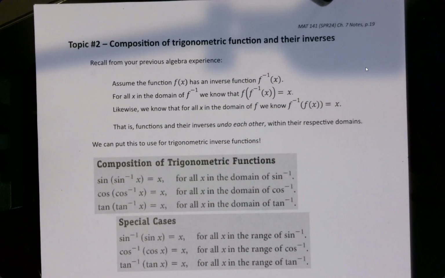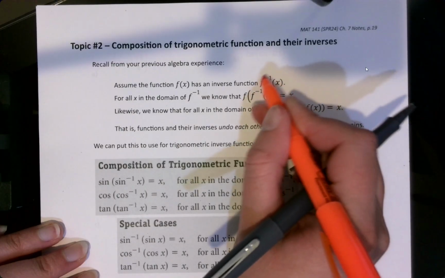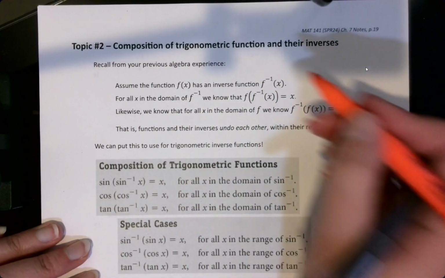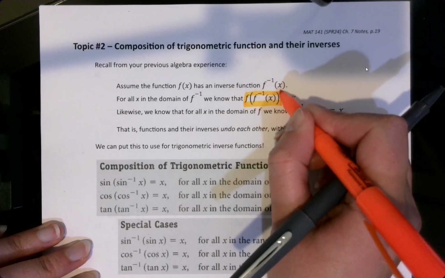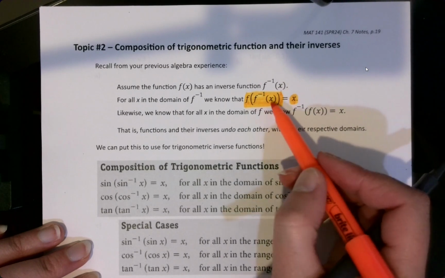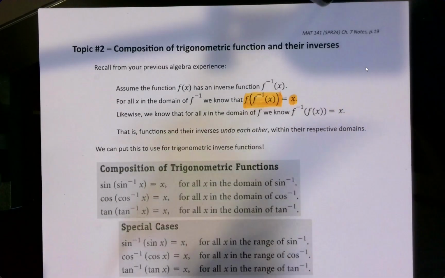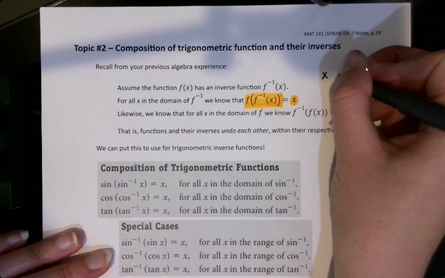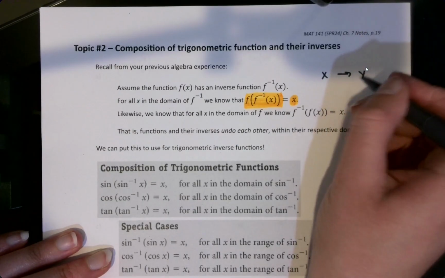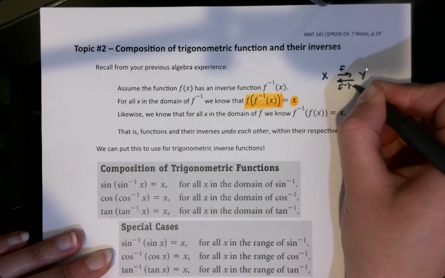In the next topic, we're going to do some composition of trigonometric functions and their inverses. Recall from previous experience that if you have a function f of x and its inverse function f inverse, for all x in the domain of the inverse, if we compose the function with its inverse, we're going to get that input back out. So f inverse of x gives me something, but f of that something is back to x. So we're thinking about this pattern where x goes to some y and then it goes back to x when we apply both the function and the inverse function.